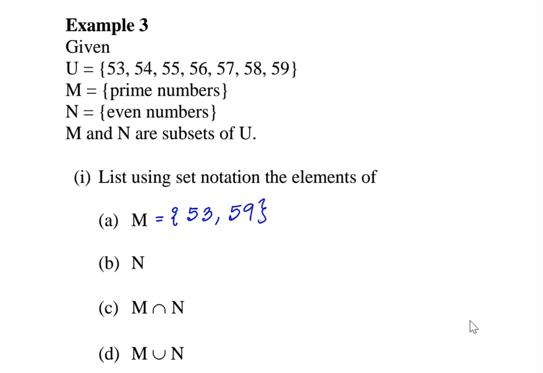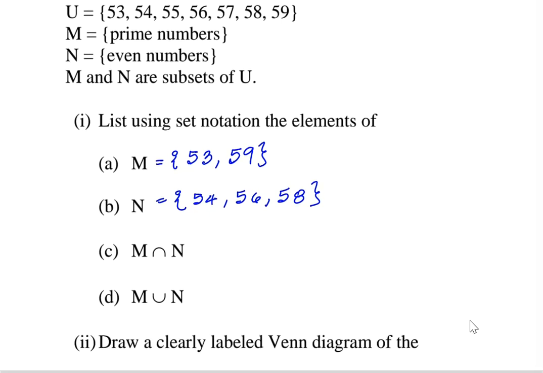All right. Now the even numbers. So the even numbers would be 54, 56, 58. Those are the even numbers between 53 and 59 inclusive.